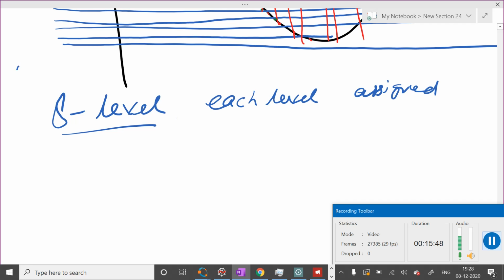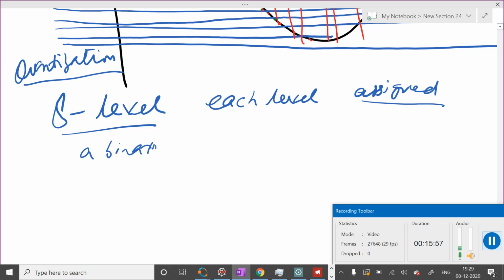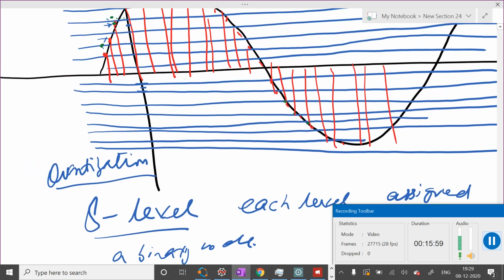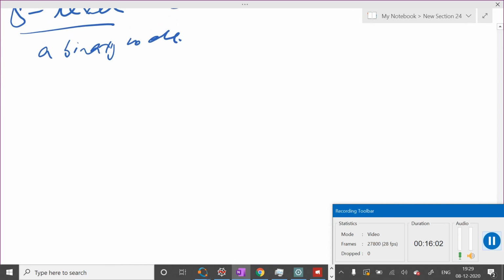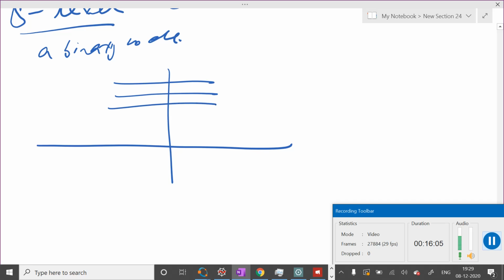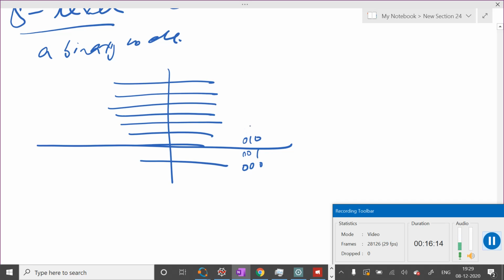So this process is called quantization. Now each level can be assigned a binary code. Suppose I take the example of 8 levels: 1 2 3 4 5 6 7 8. I will give these the codes 000, 001, 010, 011, 100, 101, 110, 111. Whenever the sample amplitude falls here, we will represent it by the binary code 111.